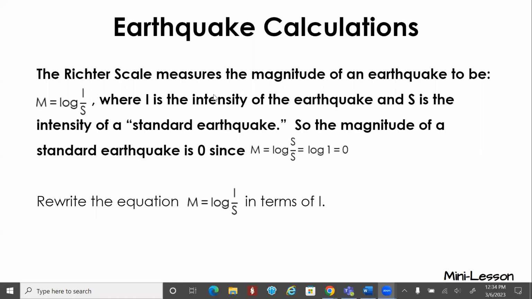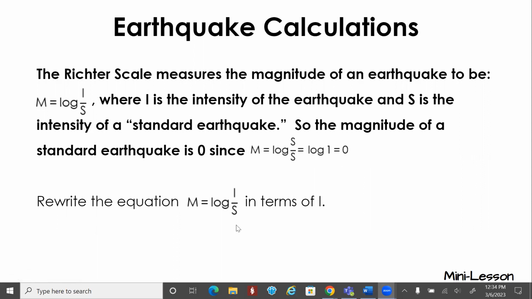Okay, so the Richter scale measures the magnitude of an earthquake to be this, where I is the intensity of the earthquake, S is the intensity of the standard earthquake. And so the magnitude of a standard earthquake is 0 because M equals log of S divided by S equals log of 1, which equals 0.